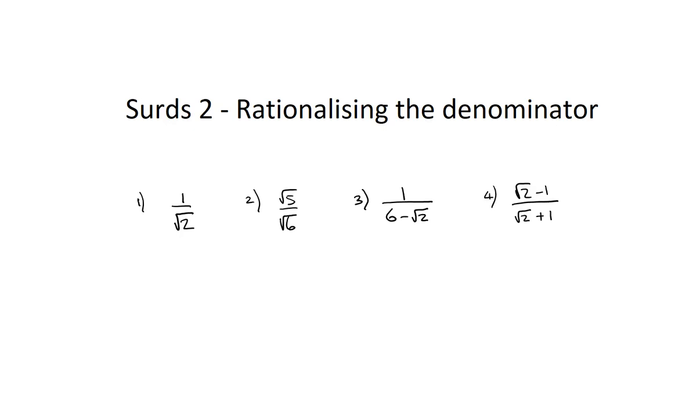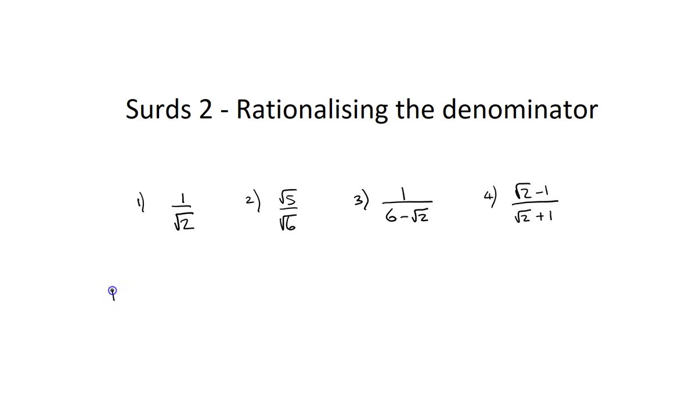When we are working with surds, it is easier if they are not on the bottom of fractions. So rationalising the denominator basically means getting rid of all the surds on the bottom of fractions. These are the 4 examples I'm going to work through to show you how we do this.